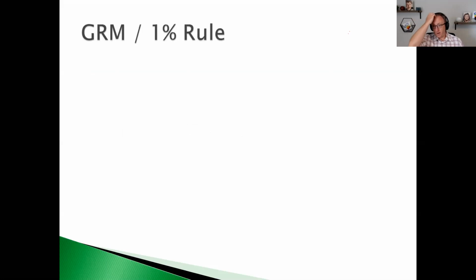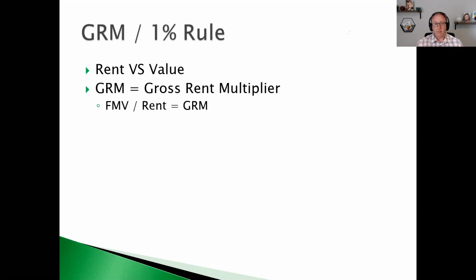All right, so let's jump over into the GRM and the 1% rule. What I'm looking at here is the rent versus value, okay? A GRM is the gross rent multiplier. And the 1% rule, we've all heard about that, you can quickly Google it. Basically what the 1% rule says is you want your rents to be equal to 1% of the purchase price. So let's dig into these things. Why do I have these on the same slide? Because they're actually the same formula, just the analysis is kind of reversed.